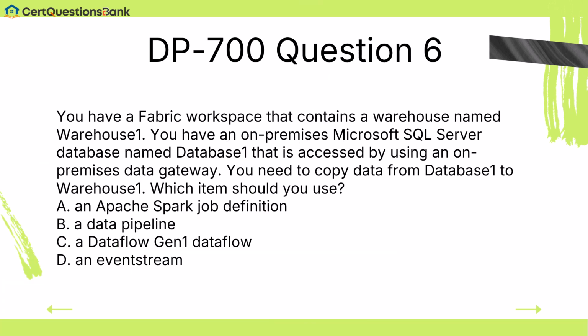You have a Fabric workspace that contains a warehouse named Warehouse 1. You have an on-premises Microsoft SQL Server database named Database 1 that is accessed by using an on-premises data gateway. You need to copy data from Database 1 to Warehouse 1. Which item should you use?